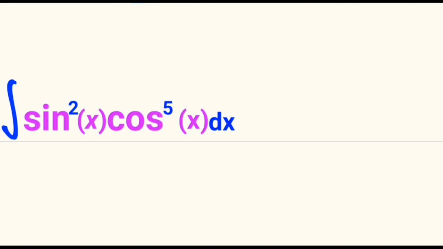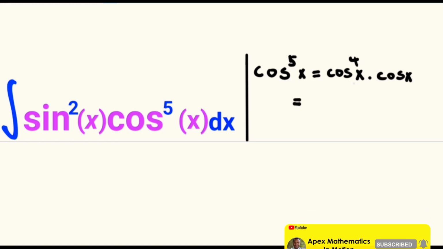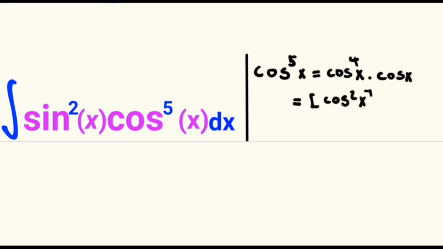x dx. The sine has a power which is even and the cos has a power which is odd. We take the one with the power which is odd and we break it down. So in this case, the cos raised to the power 5 of x, we break it down and we express it as cos x raised to the power 4 multiplied by cos x, and we further break down the cos of x raised to the power 4 and we express it as cos squared of x raised to the power 2, and this is multiplied by the other cos x.